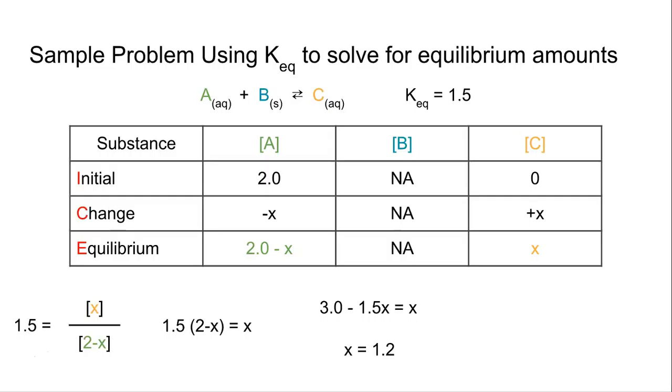Now that we know that x equals 1.2, we can actually find our equilibrium amounts. We know that A is equal to 2 minus x, or 2 minus 1.2, which is 0.8 molar. That's the concentration that A will be once this reaction reaches equilibrium. And for C, we know that it started at 0 and it gained x, which was 1.2, which means that C will have an equilibrium concentration of 1.2 molar. And I guarantee it, if you plug 1.2 in for C and 0.8 in for A, you should get 1.5 as your Keq.